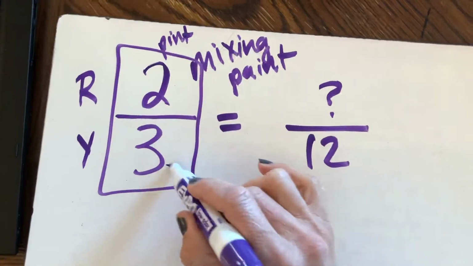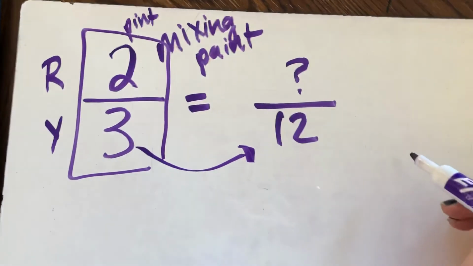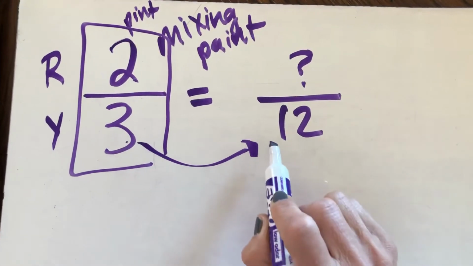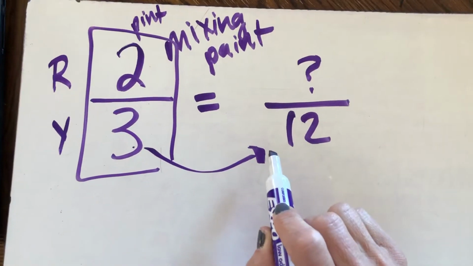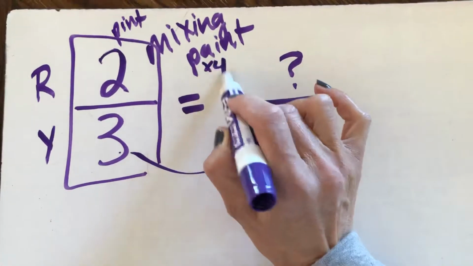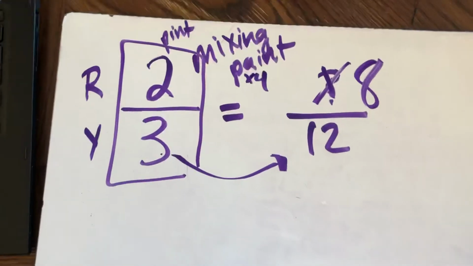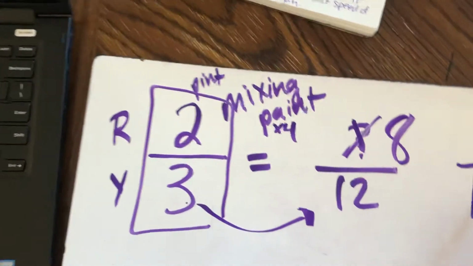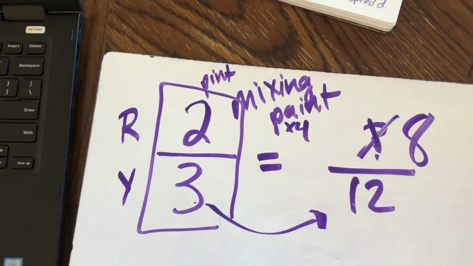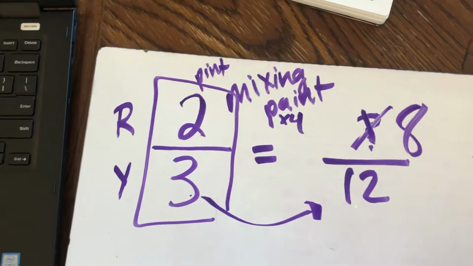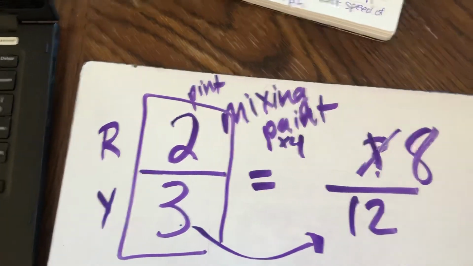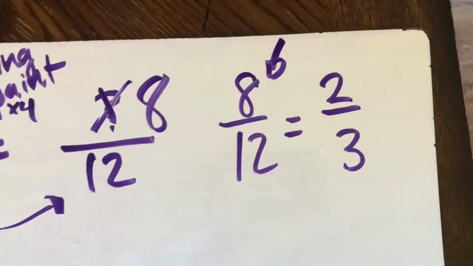So one of the ways we can do that is ask ourselves, well, how did we get from 3 to 12? Well, I multiplied that by 4, and then I can multiply the top by 4 too. That's one of the easiest ways to solve a ratio problem. And so 8/12 is an equivalent ratio to 2/3, or these are also proportional measures, okay?